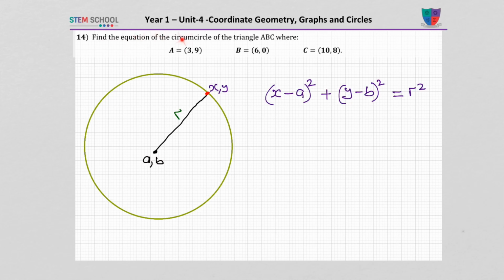So to find the equation of the circle that we're talking about, we need to find the center of the circle coordinates. If we know the coordinate of the center, we can find the equation of that circle. Also, we need to find the radius, and the radius is between the center and any point on the circumference.